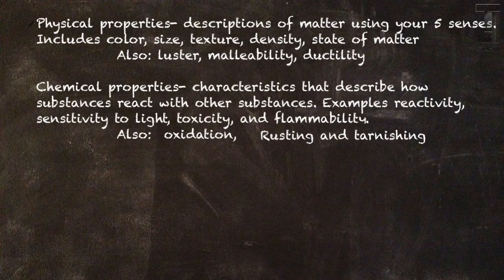Our chemical properties are characteristics that describe how substances react with other substances. Examples include reactivity, sensitivity to light, toxicity, flammability. And also for our chemistry unit, we're going to be looking at oxidation, rusting, and tarnishing.